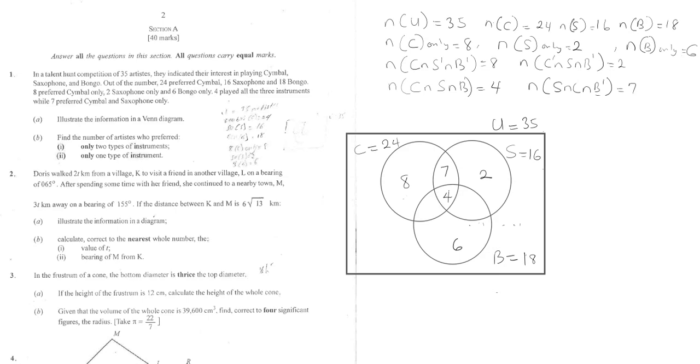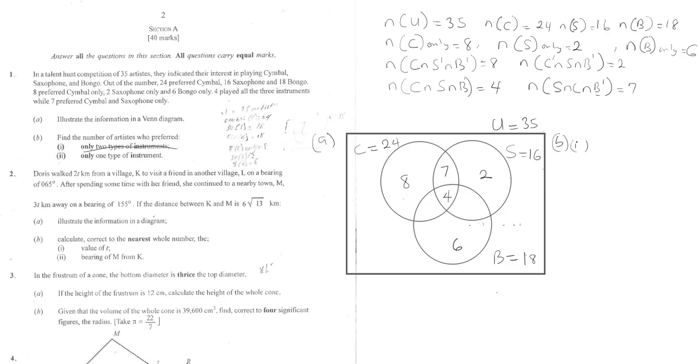Now if this is question A, we've successfully illustrated the diagram. Now the B question, Roman figure 1. Let me put it in a small bracket. So they said only what? Look at this. Only the one that I cross here. Only 2 types of instrument. Only 2 types of instrument.